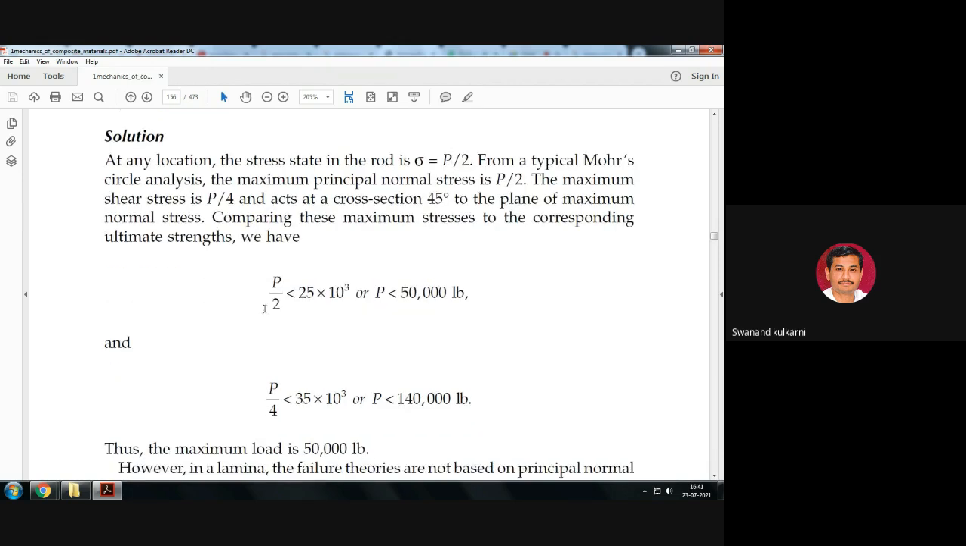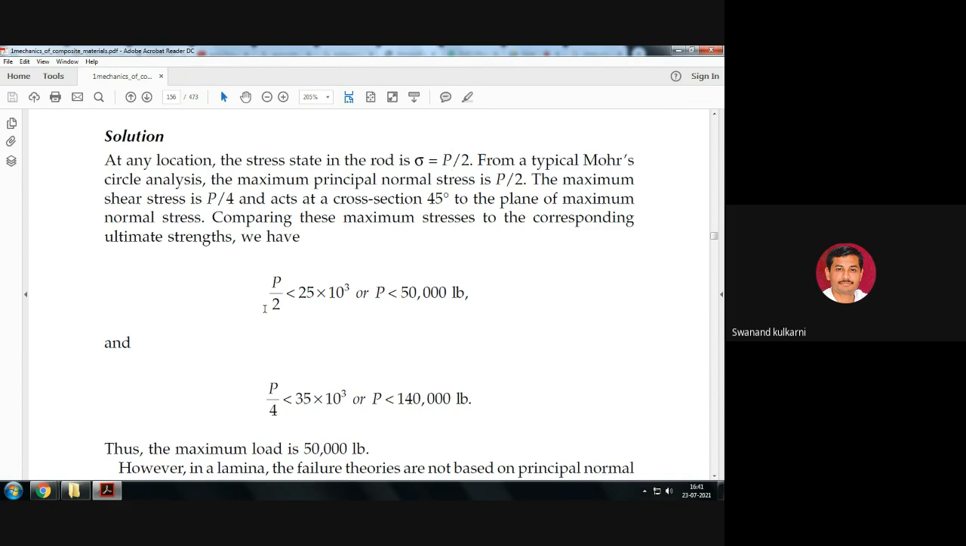So with this, P by 2 is less than 25 into 10 raised to 3, and the second one, P by 4 is less than 35 into 10 raised to 3. Those are the two references we are going to take now. The first reference, P by 2, is with reference to normal stress, and the second, P by 4, is with reference to shear stress. When we compare here, with normal stress we get that P is less than 50,000.